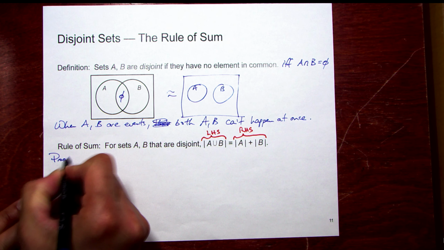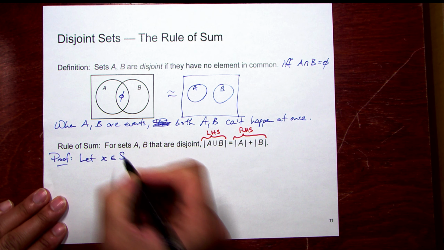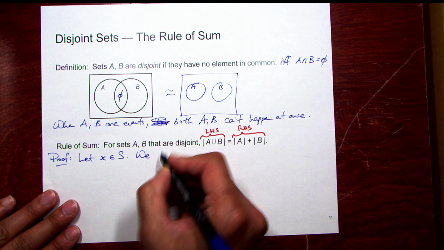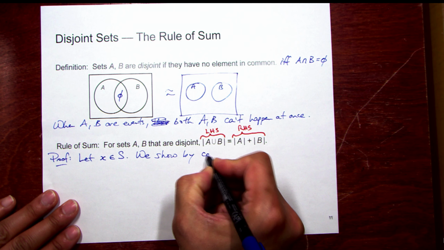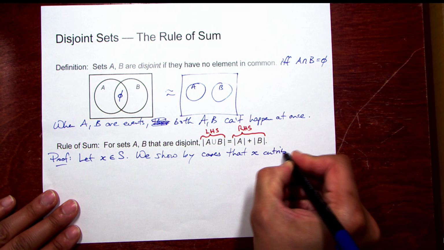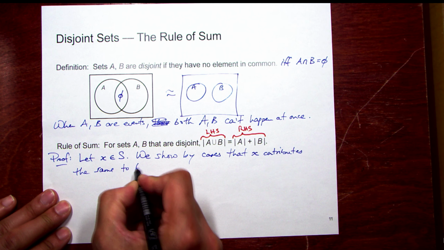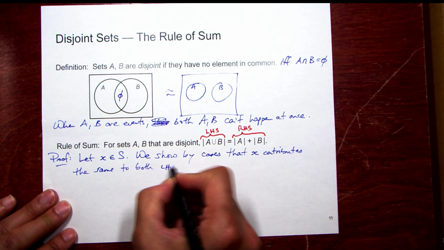Proof. Suppose X is some element. We show by cases that X contributes the same to both sides. And by sides, I mean left-hand side and right-hand side.